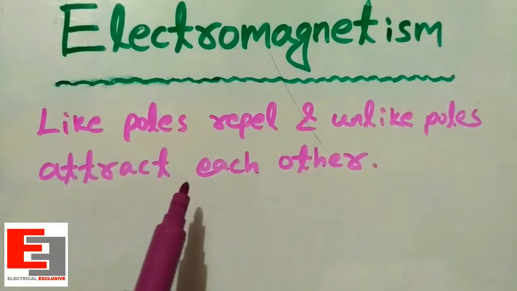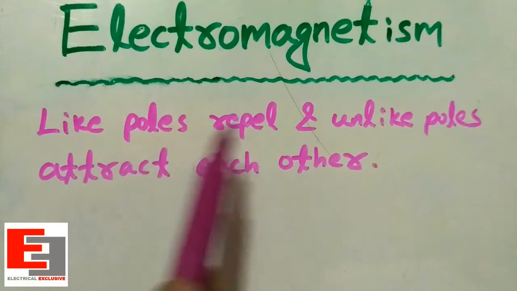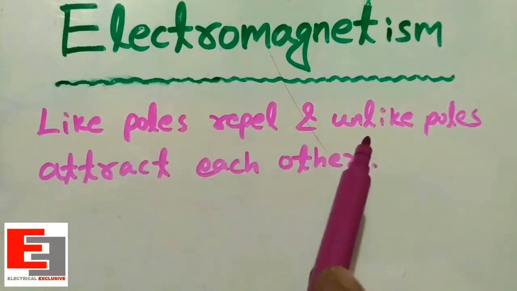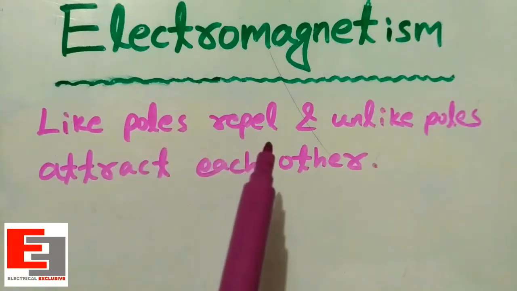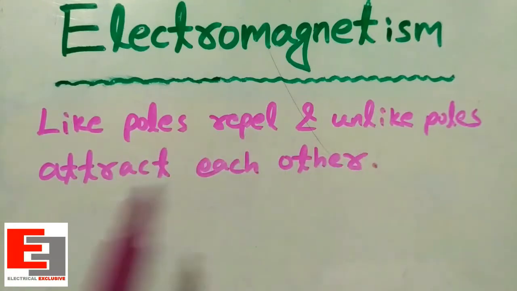This is the law of electromagnetism. Like poles repel each other, whereas unlike poles attract each other. We can say this law is very much similar to the law of electrostatics, where we have studied like charges repel each other, whereas unlike charges attract each other.